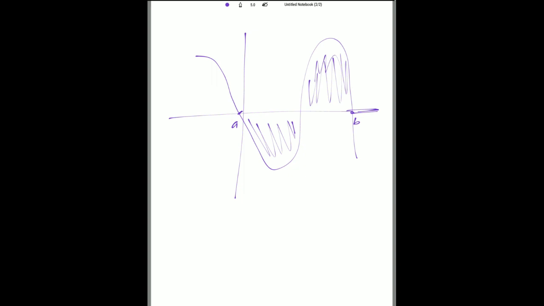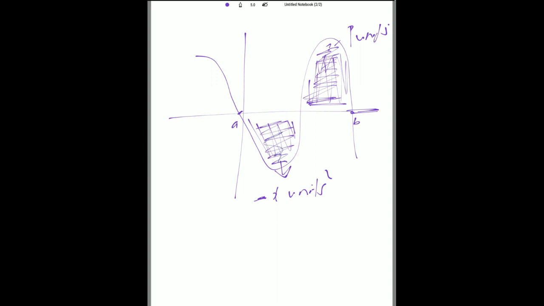Whatever area we get here, let's say we get x units squared. This x will be a negative number because the area is below the x-axis, while this area being above the x-axis would be a positive number. So if we call it p units, then p will be a positive number, because the area above the x-axis will always be positive, while the area below the x-axis will be negative.